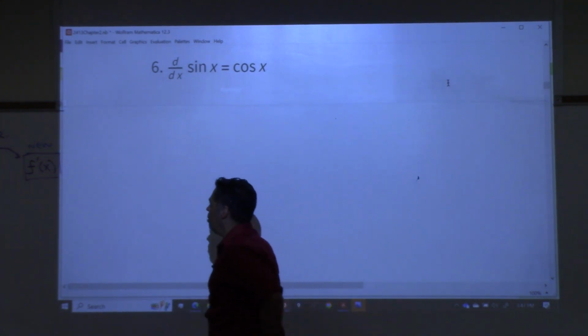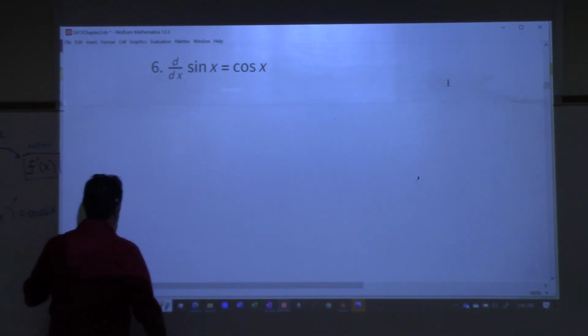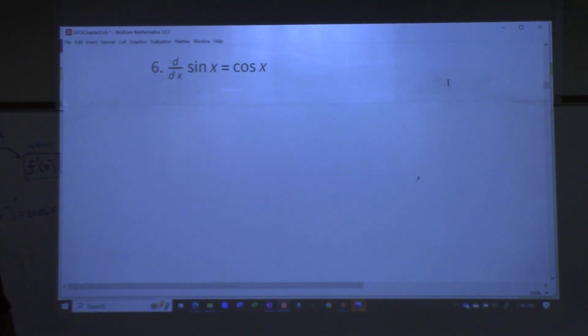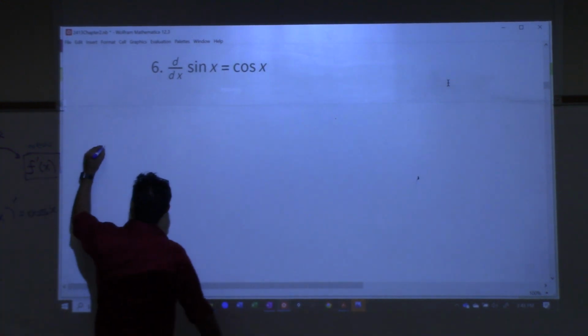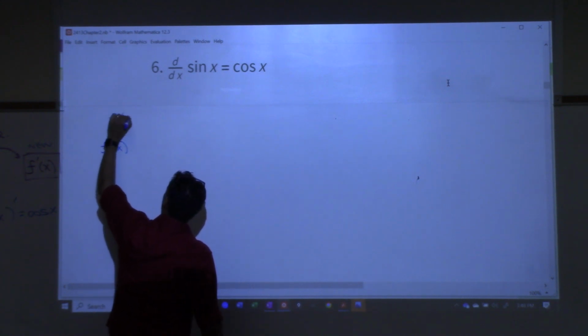So I'm going to try and show you right now that the derivative of sine is what? Derivative of sine x is cosine x. Okay, here's how I'm going to do it. I have to go back to the definition. So what would the derivative of f of x be? So we're saying f of x is sine x.